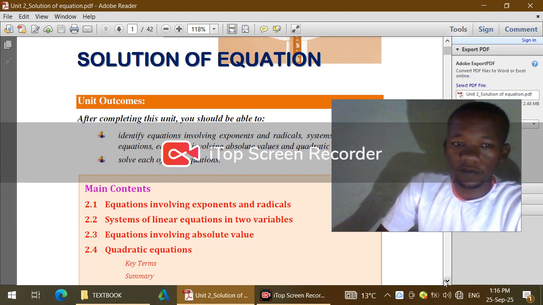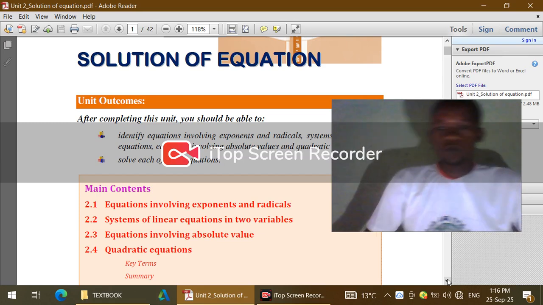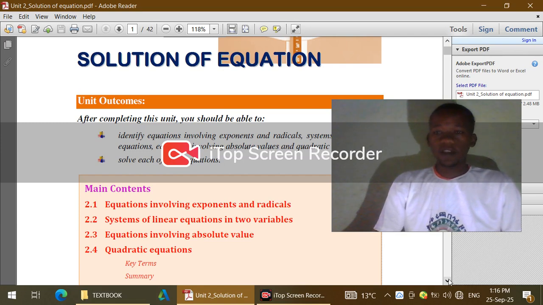First of all, I am going to teach about exponents and radicals, and how to find the solution for them. Next, I am going to teach the solution for linear equations with two variables. If there are two variables, how do we solve it to get the value of the variables? I am going to teach that today.